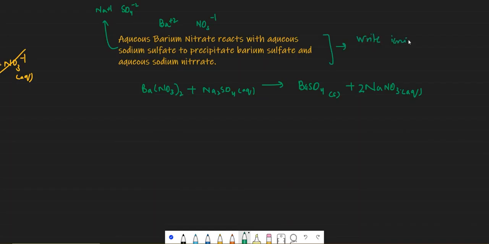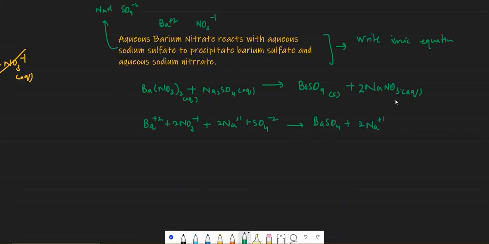So the first step is to write the normal equation, then balance it, and then break it down into its ions, and you're going to break only those compounds which are aqueous. Like in this case, barium nitrate is aqueous, so there is one atom of barium, so Ba2+, 2 NO3-, plus 2 sodium atoms, 2 sodium ions, and there will be only 1 sulfate ion. Now barium sulfate plus 2 NaNO3, which means 2 sodium ions.